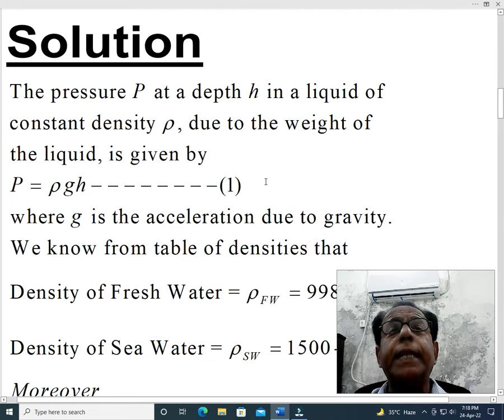The pressure P at a depth h in a liquid of constant density rho due to the weight of the liquid is given by pressure P equal to rho g h. What is rho? Constant density. g is acceleration due to gravity, 9.8 meter per second square, and h is the depth.